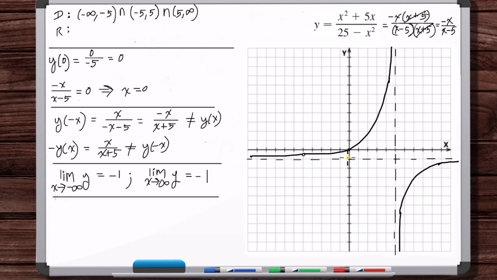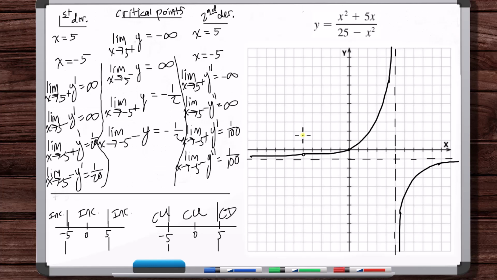We have the horizontal asymptotes correct. We've got the vertical asymptote correct here. The hole, okay, let's see. It's increasing everywhere. Yep. Concave up when x is less than 5, concave down when x is greater than 5. And so there you go.